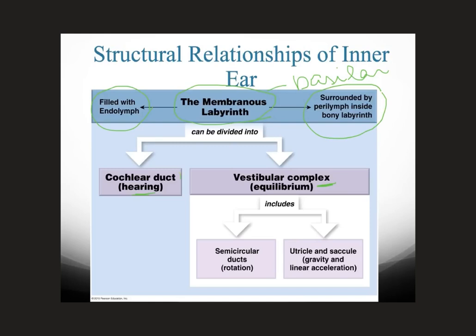But your cochlear duct, which is the inside of your cochlea, is going to be responsible for hearing. Then we have this other structure that we call the vestibular complex, which is the one that's going to give you information and function of equilibrium. And within the vestibular complex, we have these ducts that we call the semicircular ducts, which you guys are going to see on the next slide. And also these two other structures that are called the utricle and the saccule, which are going to be important for gravity and linear acceleration. So that we're going to see later on.